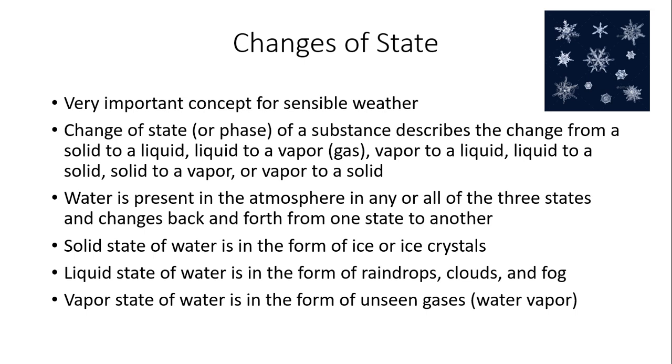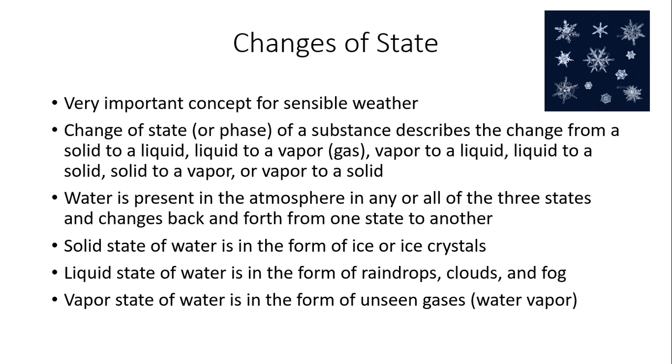Phase changes of a substance describe a change from a solid to a liquid in the process of melting, a liquid to a vapor in the process of evaporation, a vapor back to a liquid in the form of condensation, and a liquid to a solid in the form of freezing. Solid to a vapor or vapor to a solid is known as sublimation. And I'll show you the chart on this in a few slides. Now, water is present in the atmosphere in any or all of these three states and changes back and forth from one state to another.